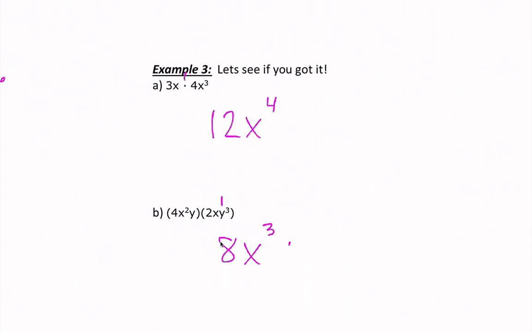Now I'm going to do my y, so I write down y. Here I have y to the first, and I have y to the third. 1 plus 3, that's going to give me y to the fourth.